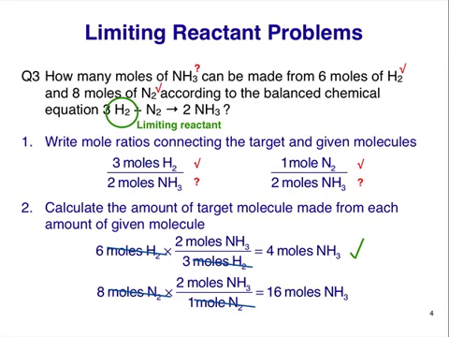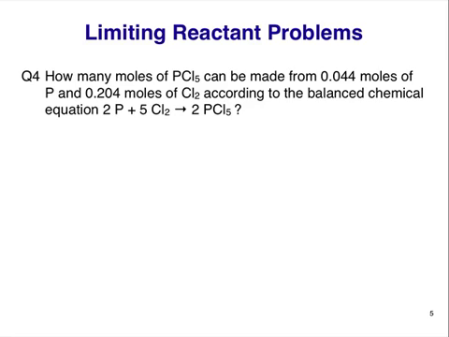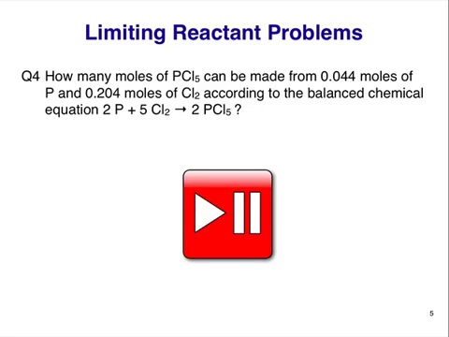Here's the next one. Question 4. How many moles of PCl5, phosphorus pentachloride, can be made from 0.044 moles of P and 0.204 moles of diatomic chlorine according to the balanced chemical equation 2P plus 5Cl2 making 2 PCl5? Pause your video here and figure out your answer.